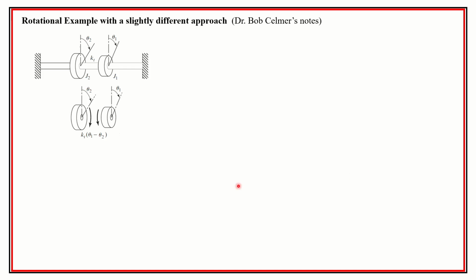All right, continuing on with class 13, or week 13. We have a rotational example with a slightly different approach. I believe these are from Dr. Bob's notes. We're going to have mass moments of inertia J2 and J1, and then there's a torsional stiffness between these two possibly rotating disks, fixed to the shaft.